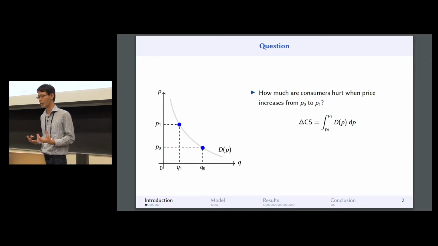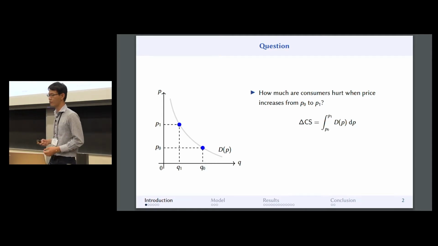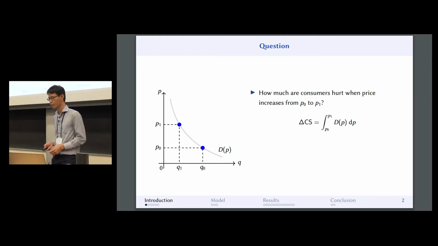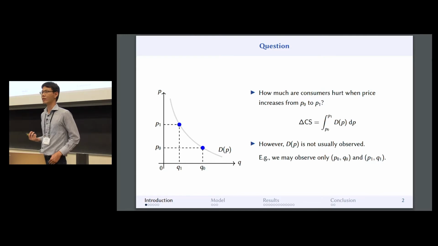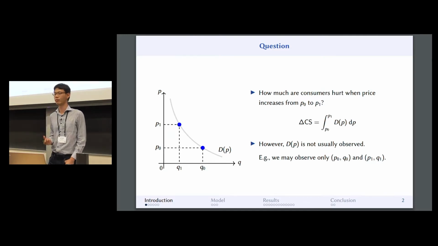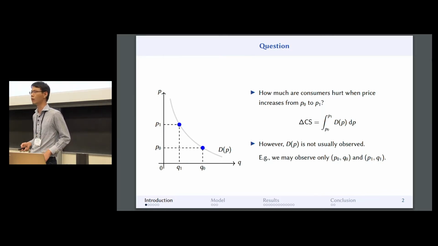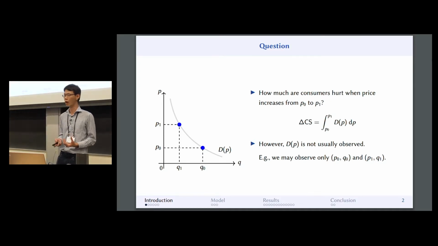If you've ever taken Econ 101, you will know that the formula for the change in consumer surplus is going to be given by the area between the demand curve sandwiched between the two prices. The problem with this type of analysis is that the demand curve D(p) here is usually not observed. Right? So for example, we may only observe 2 points of the demand curve. Those are the 2 points in blue that you see. And this is given by P0, Q0 and P1, Q1. Right? So this is sort of a twist on the canonical problem of estimating change in consumer welfare.